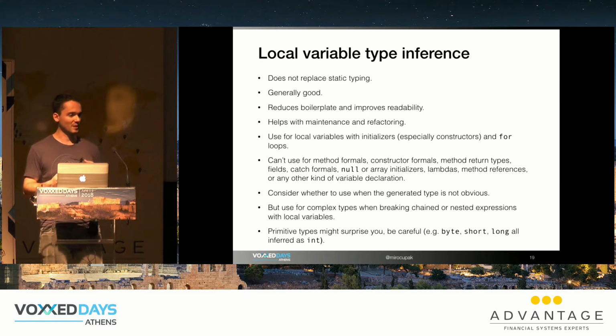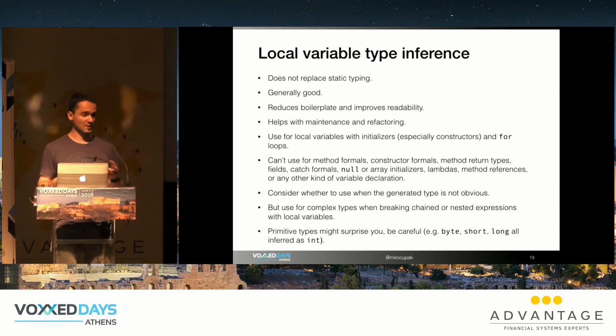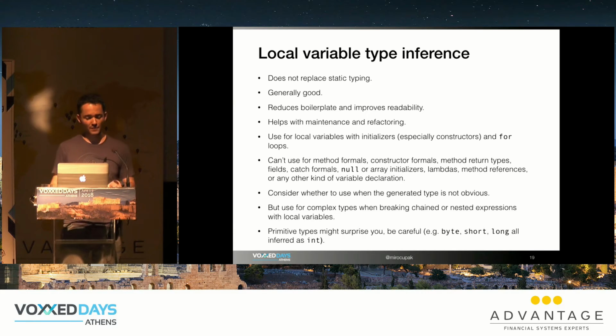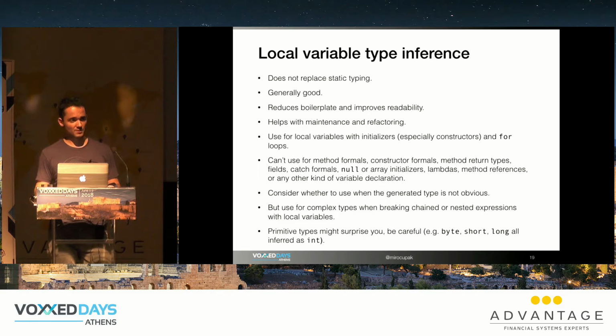Imagine if you're replacing some domain class. If you're using explicit types, you need to refactor all the code that uses it. If you're inferring the types automatically, it's going to be done automatically. You don't need to change all that code. Definitely use it for local variables with initializers. That's what it's for. Use it for loops as well. Works both for standard traditional for loops as well as for each.